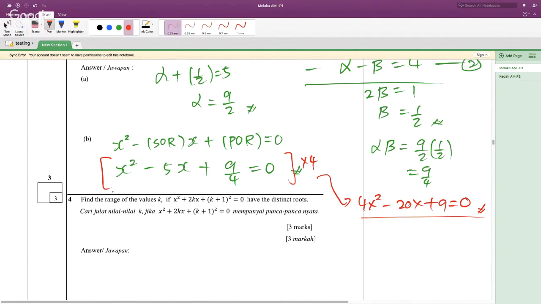You can leave your answer like this or you leave your answer in fraction. I think that should be okay.